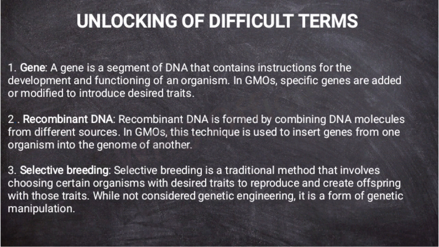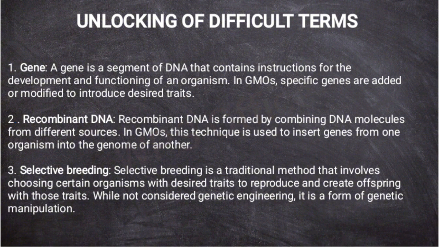Unlocking of difficult terms. Number 1. Gene. A gene is a segment of DNA that contains instructions for the development and functioning of an organism. In GMOs, specific genes are added or modified to introduce desired traits. Number 2. Recombinant DNA. A recombinant DNA is formed by combining DNA molecules from different sources. In GMOs, this technique is used to insert genes from one organism into the genome of another.